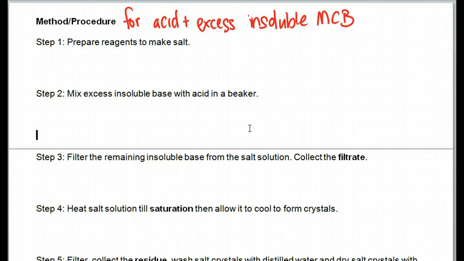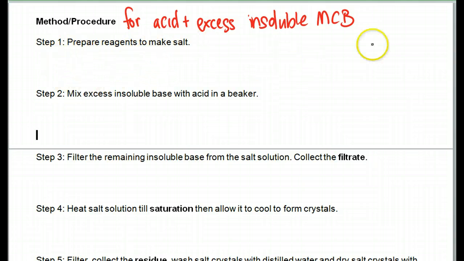Now, let us look at the method and procedure for the acid plus excess insoluble MCB. Generally, there are a few steps here, as you can see. Let's go through it one by one. So first up, we have step 1, prepare reagents to make salts.